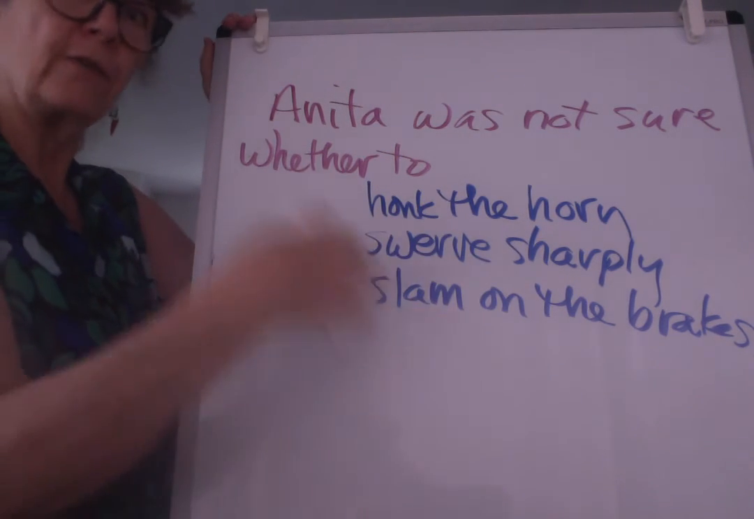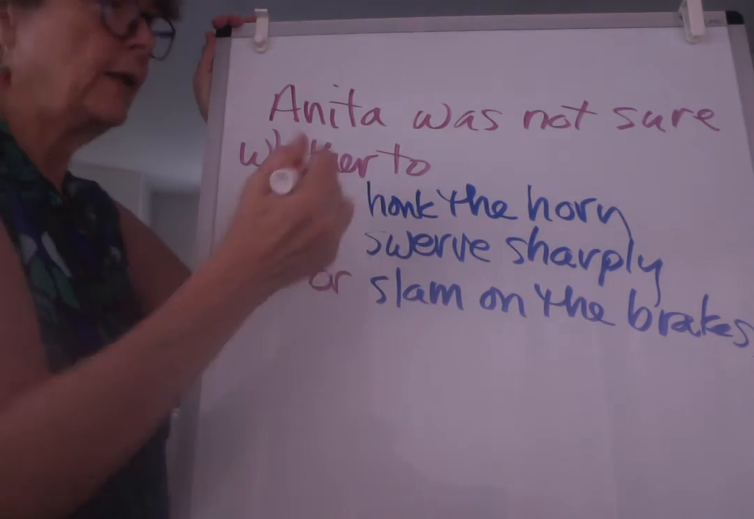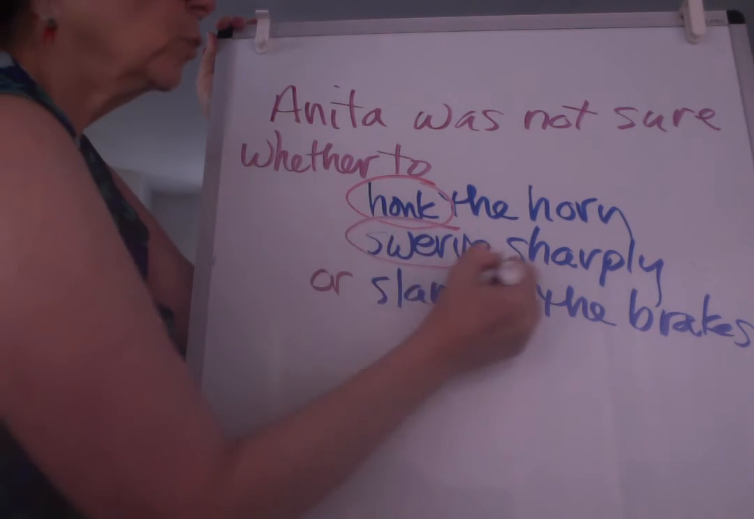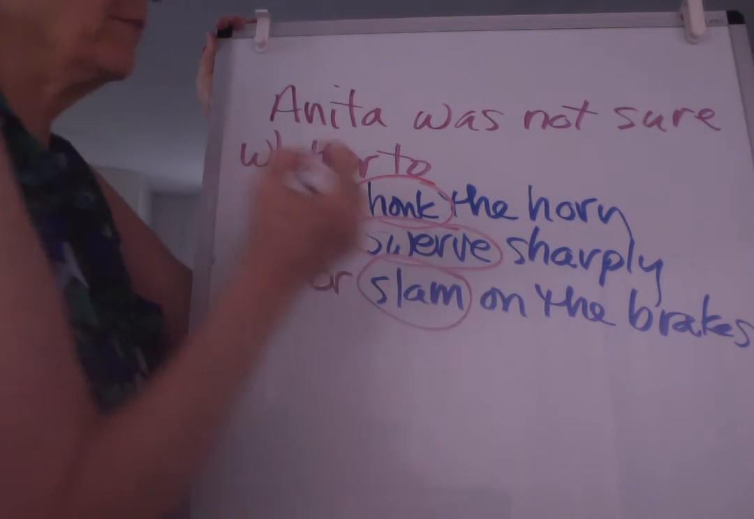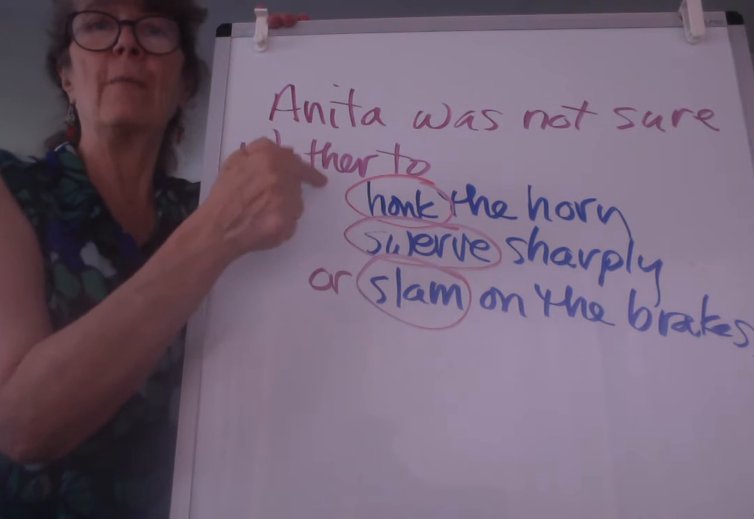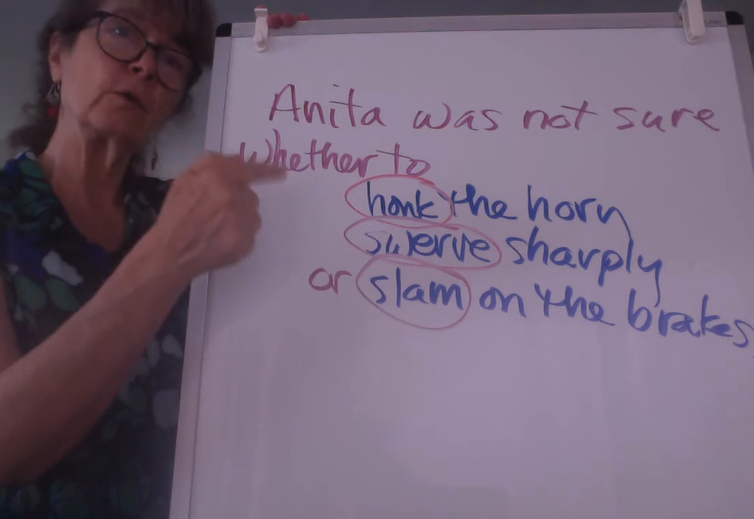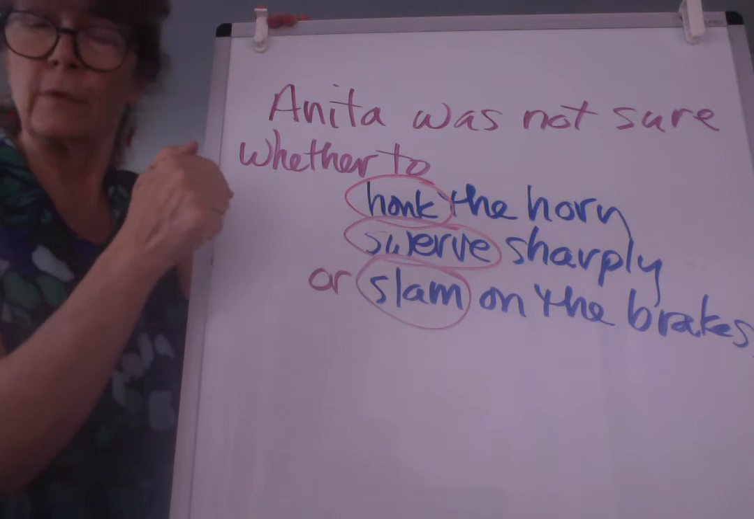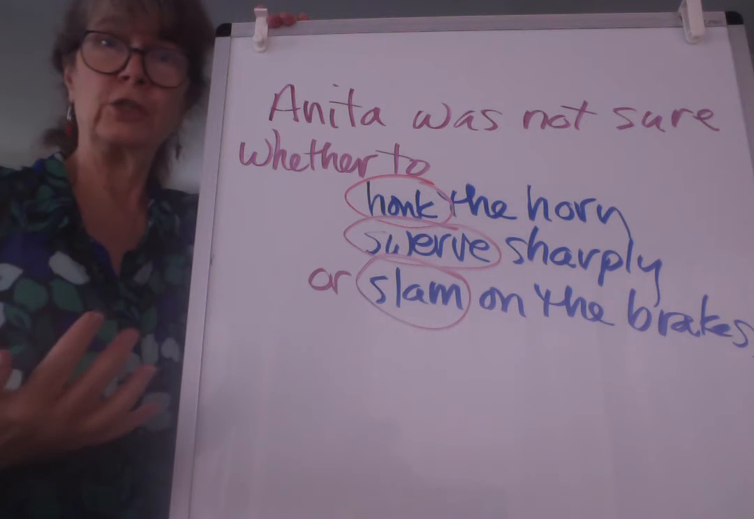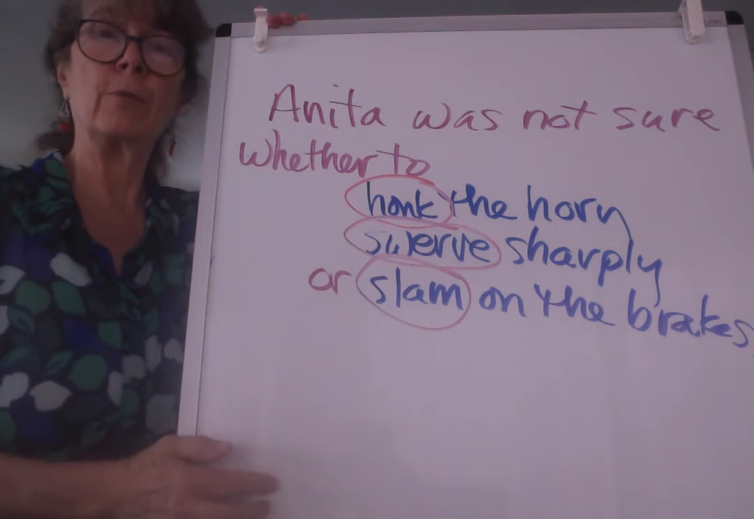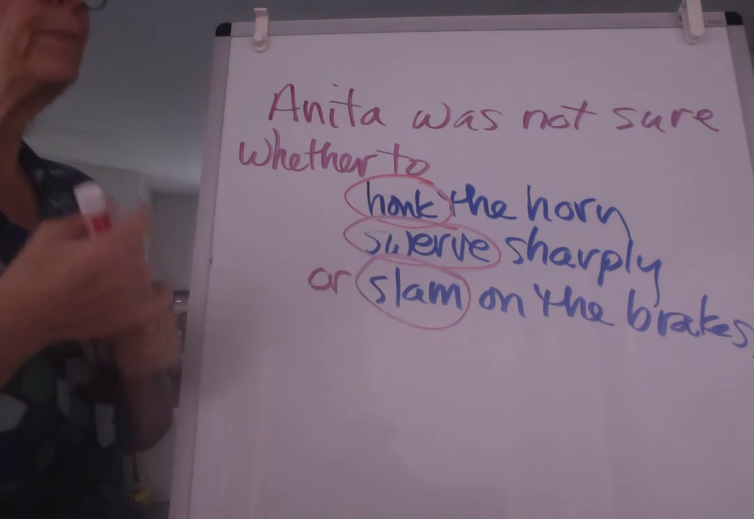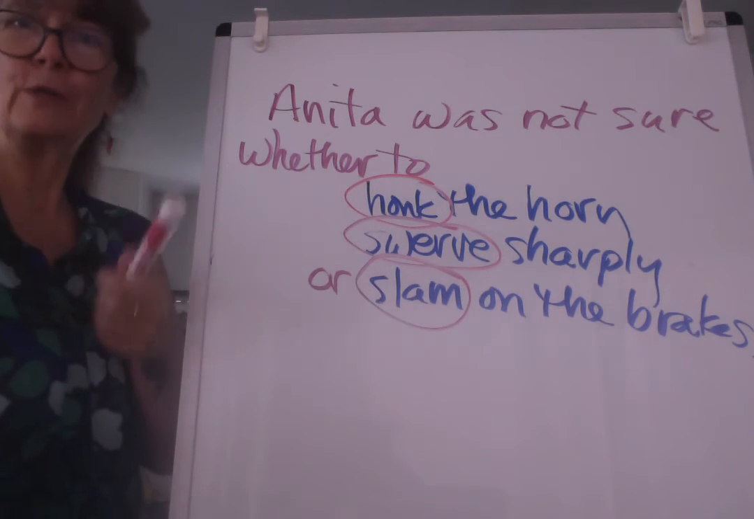Those three phrases, they're phrases because they don't have subjects and predicates. They're just groups of words. So honk the horn, swerve sharply, slam on the brakes. So those are all the same form of verb. None of them has a helping verb like is or was or were or had or anything like that. None of them ends in ed or ing. So they are all the same form of verb, so we can leave them alone. This is a correctly written sentence with correctly composed parallel structure.